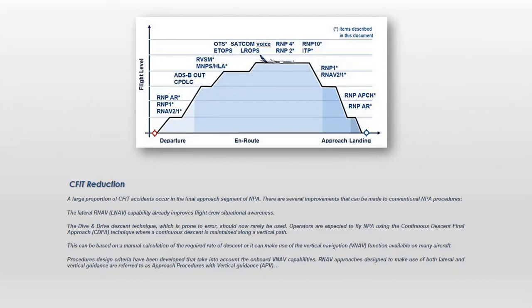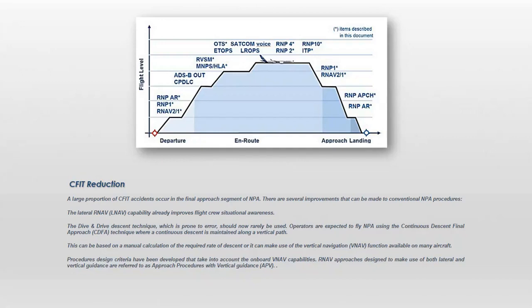CFIT reduction. A large proportion of CFIT accidents occur in the final approach segment of non-precision approaches. There are several improvements that can be made to conventional non-precision approach procedures. The lateral RNAV capability already improves flight crew situational awareness. The dive and drive descent technique, which is prone to error, should now rarely be used.